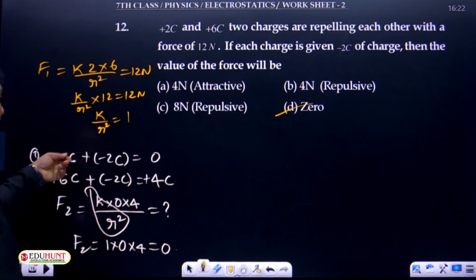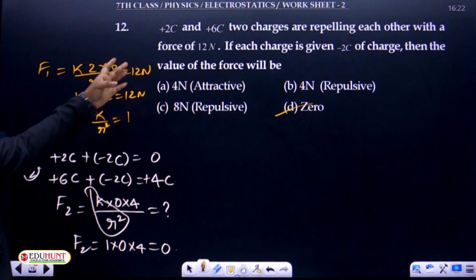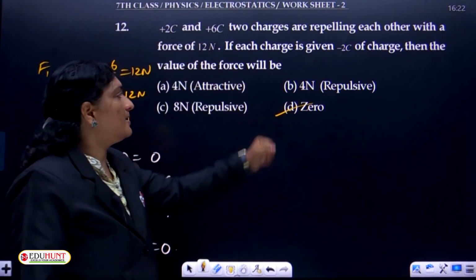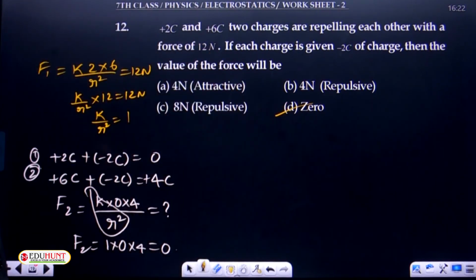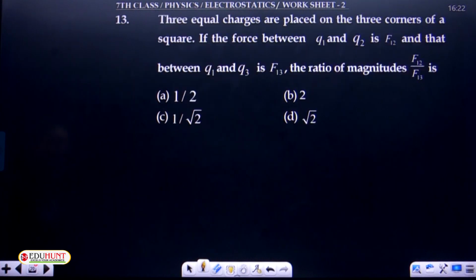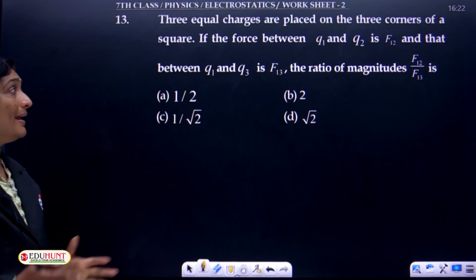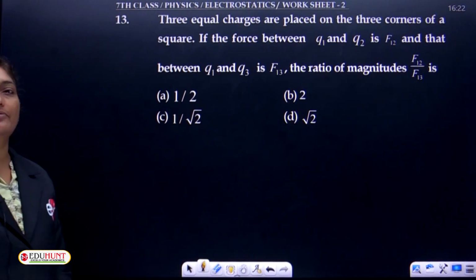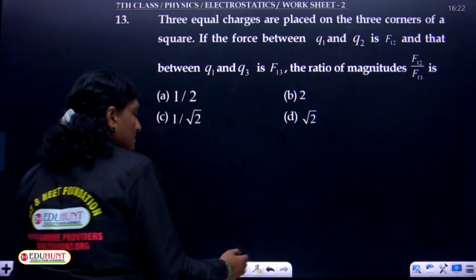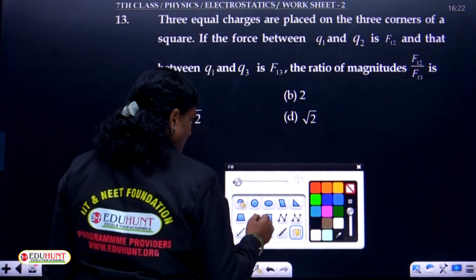So whenever a charge of minus 2 coulomb is added to the given values, the net force is found to be 0. Got it? So moving to the next question, 13th one. 3 equal charges are placed on the 3 corners of a square. So first of all, they have given us a square.